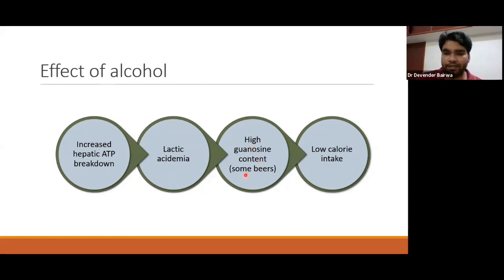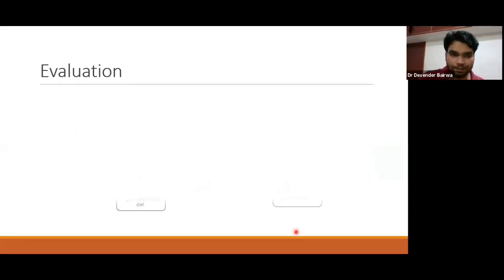Then, as we discussed, some beers can have high alcohol content, and in general what can happen is there can be low calorie intake. When there is low calorie intake with alcohol, then there will be more breakdown of your body stores, more ATP release, more ATP breakdown. That can also lead to hyperuricemia. These are different ways through which alcohol can lead to hyperuricemia.